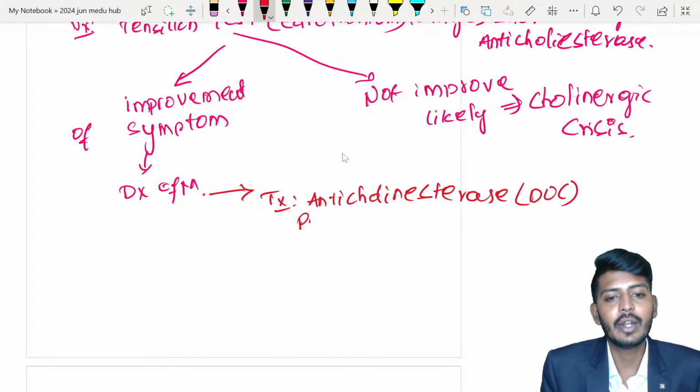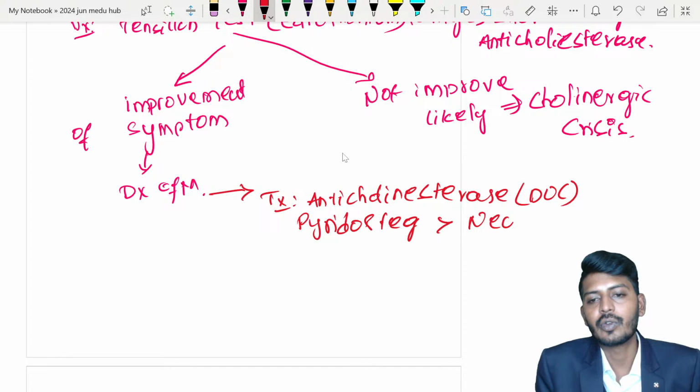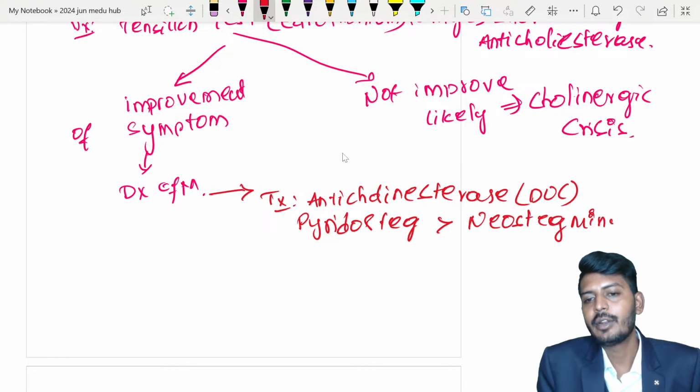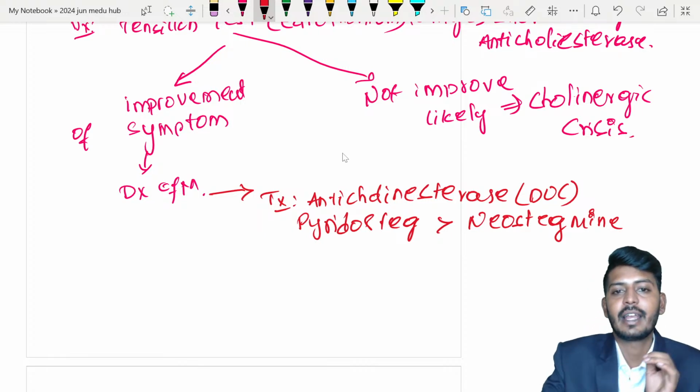That is your pyridostigmine. If pyridostigmine is not given in the option, you can mark neostigmine also. Okay, so this is the story of your myasthenia gravis.